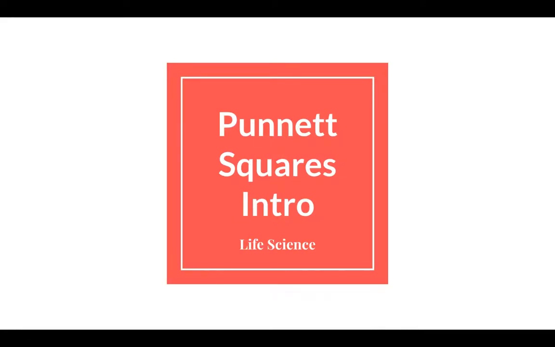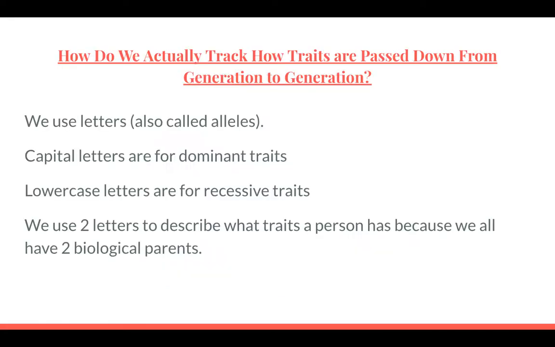Hello, class. Today we're going to learn about Punnett squares, an intro. So, how do we actually track how traits are passed on from generation to generation? We use letters, which scientists also call alleles. Capital letters are for dominant traits, and lowercase letters are for recessive traits. And we use two letters to describe what trait a person has because we all have two biological parents.